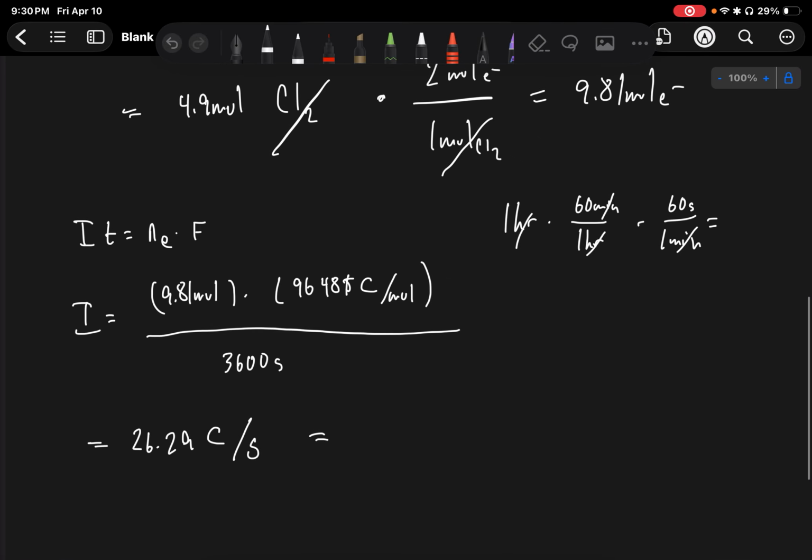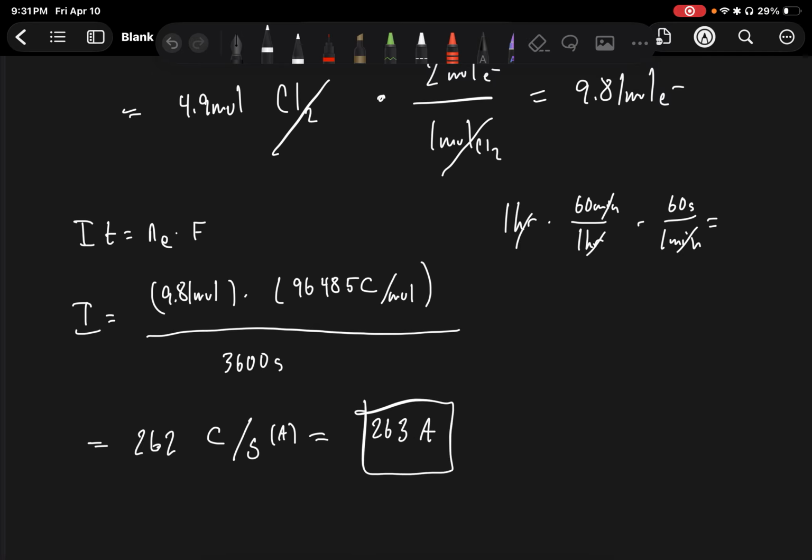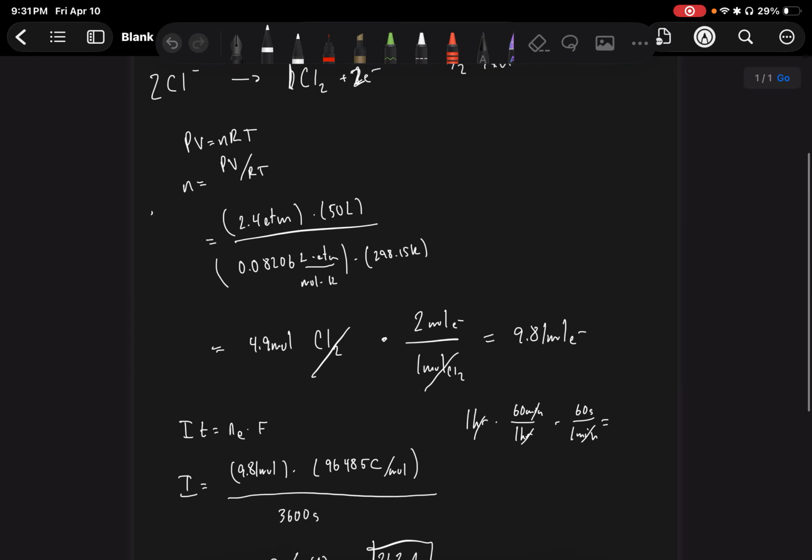Oh, I thought this was joules. I didn't write it the right way. Okay, that's wrong. One sec. My bad. Let me just redo this real quick. Multiplied by 96485 divided by 3600 gives 262 coulombs per second, which is basically equal to amps. So we're going to put 263 amps, or coulombs per second. And there you go. That's our answer.